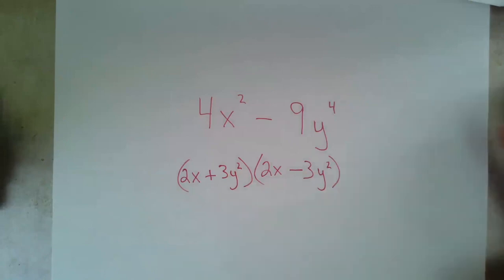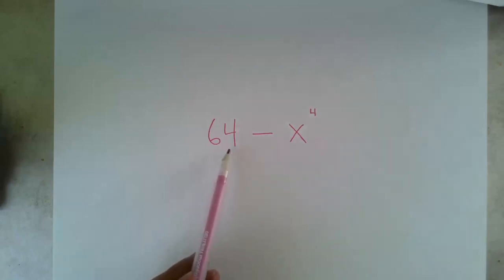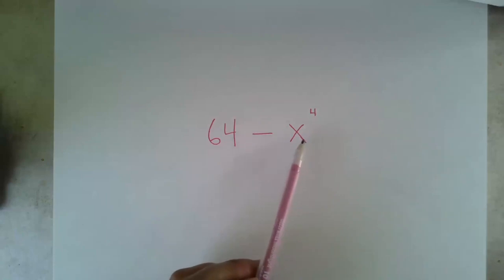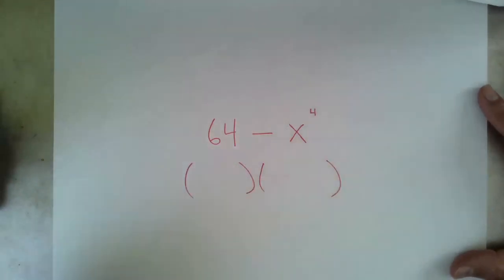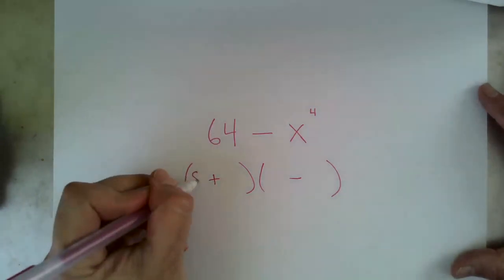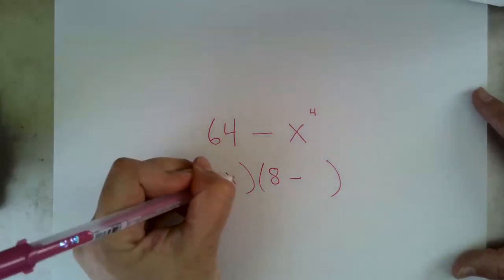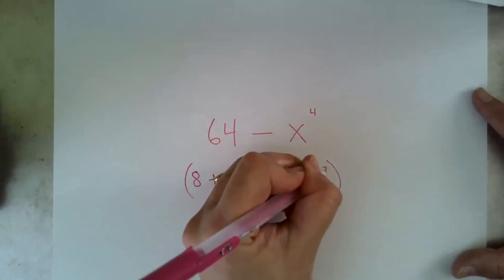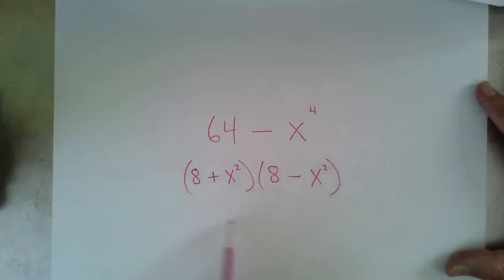One more time. All right, I switched things up a little bit here. My variable is sitting over here. Doesn't matter. 64 is something squared. x to the 4th is something squared, minus, there's my difference. Parentheses, one gets a plus, one gets a minus. The square root of 64 is 8. The square root of x to the 4th is x squared. And there I have it again, my difference of squares factored.